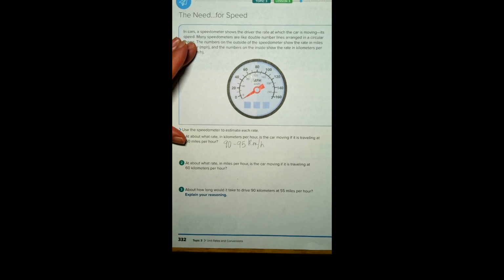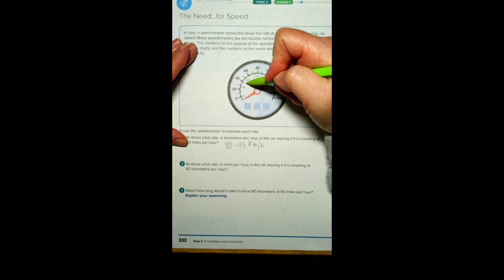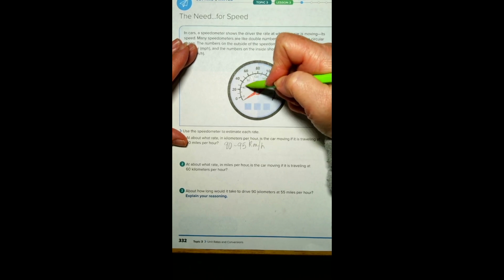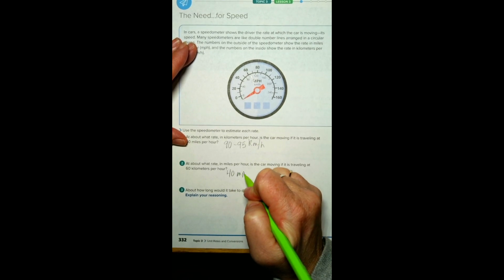At about what rate in miles per hour is the car moving if it's traveling at 60 kilometers per hour? Okay, so 60 kilometers, remember that's the smaller one, so that's going to be right here between the 40 and the 80. So that's going to match up with 40 miles per hour.